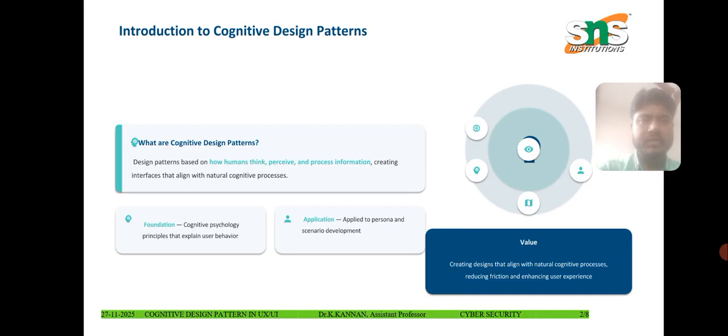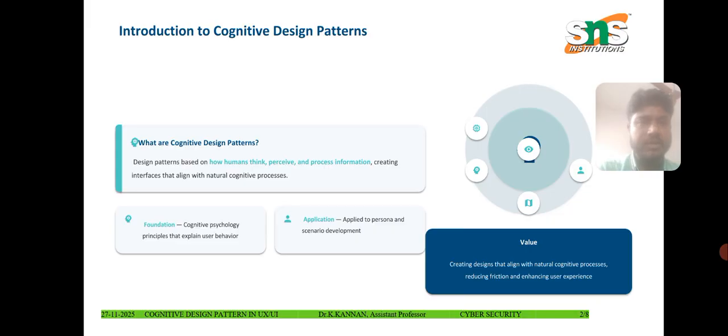Today we are going to discuss an introduction to cognitive design patterns. What are cognitive design patterns? They concern how humans think, perceive and process information, and how we create interfaces that align with natural cognitive processes.